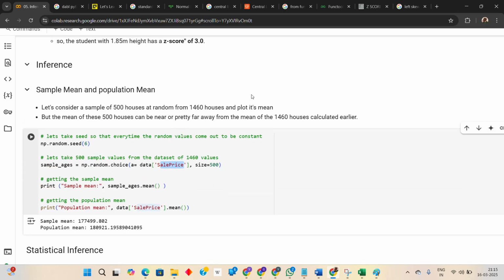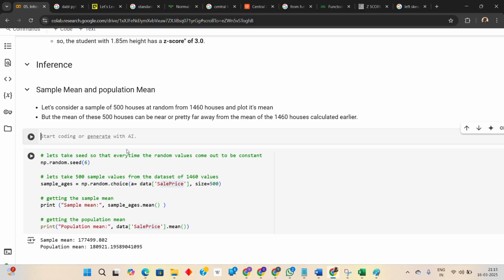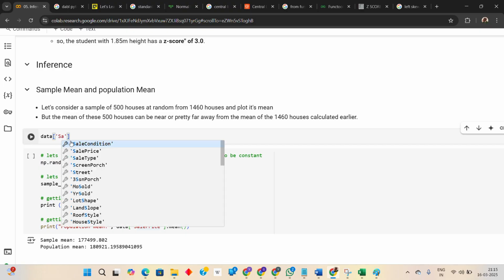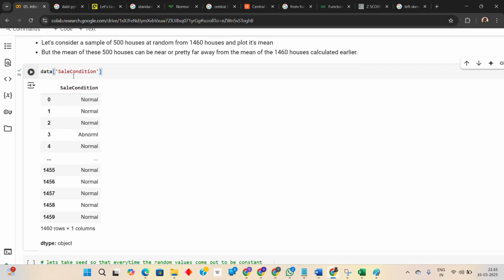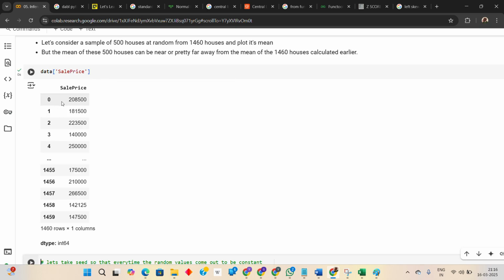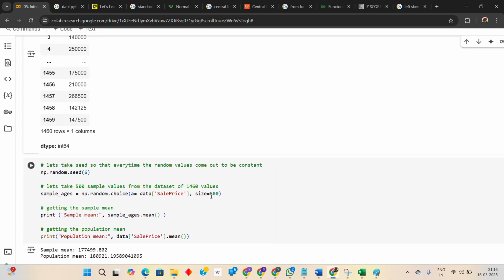Let me take the data of sale price again. So these are the data points, normal sale condition. This is the sale price we want. Okay, these are the sale price values. I want 500 random values because there are 1460 total rows, total houses. I want 500 houses as a random sample.